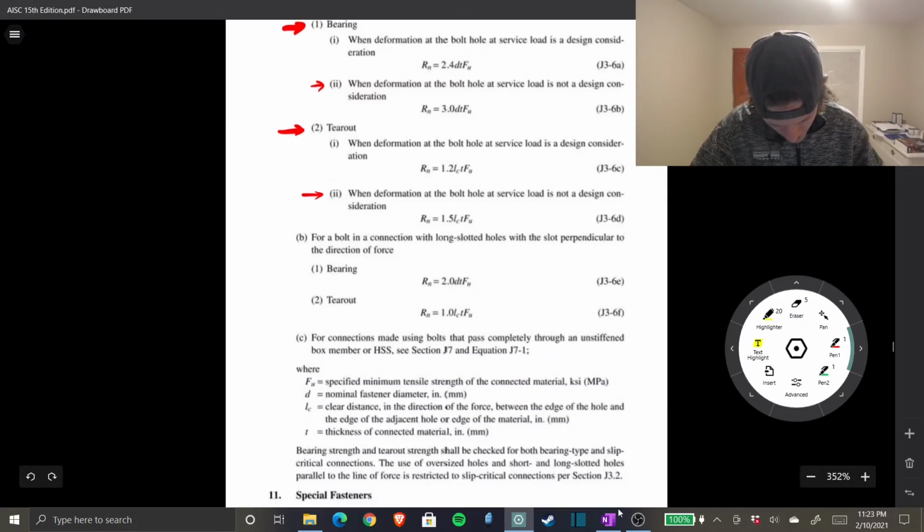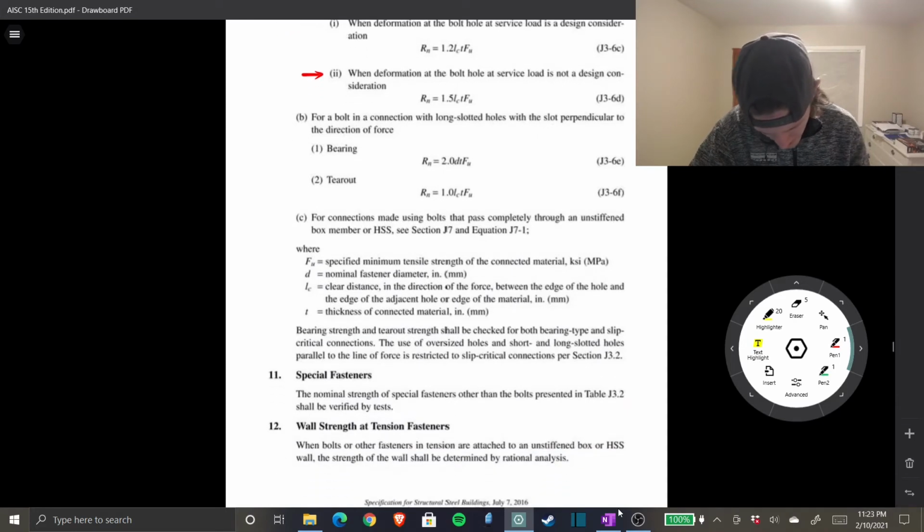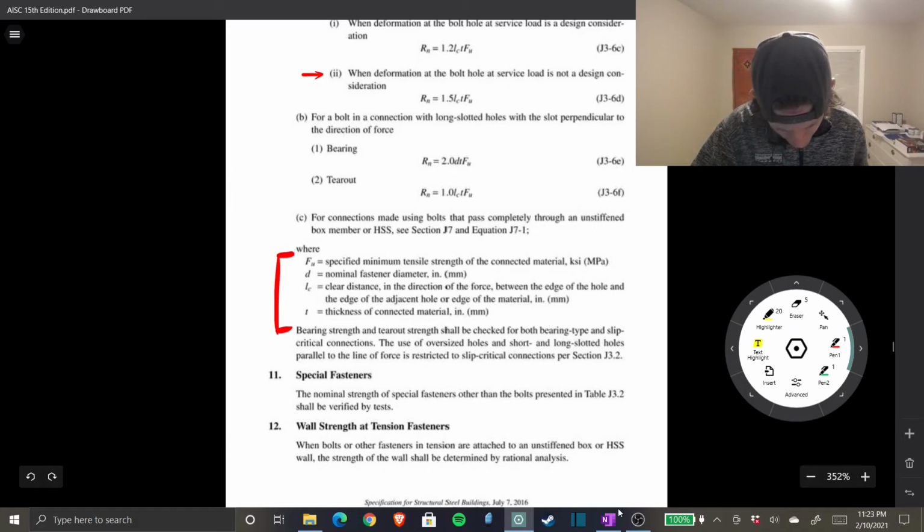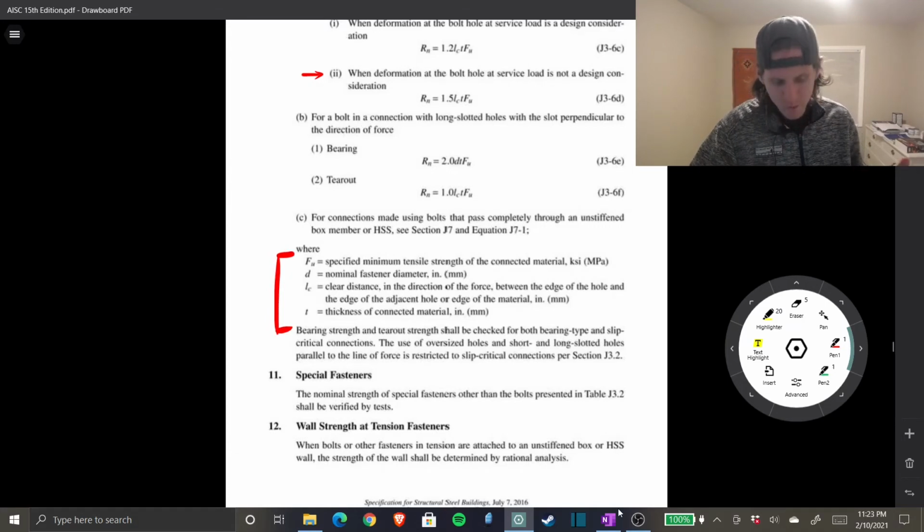And if you scroll a little bit more, you're like, boy, that's a lot of variables. What are they? They're all right below and defined. Fu, we know. D is the nominal fastener diameter, so that's 3/4 of an inch. Lc is the clear distance in the direction of the force between the edge of the hole and the edge of the adjacent hole or edge of the material. And then t is the thickness of the connected material, which is your plate. So that is pretty straightforward. Let's jump back and plug all that in.